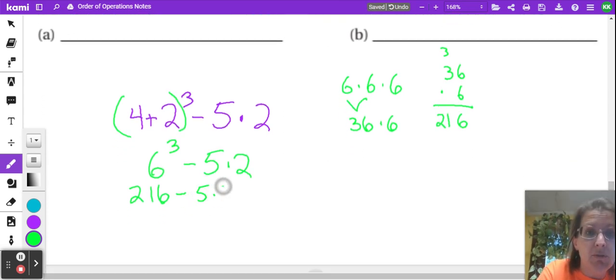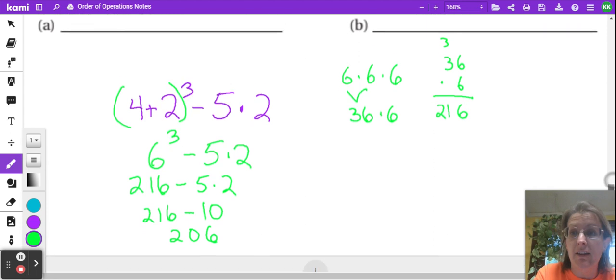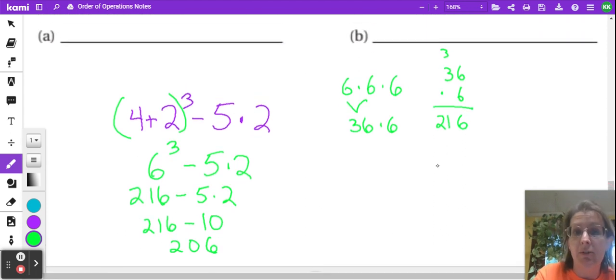minus 5 times 2. And then order of operations says I multiply next. So I have 216 minus 10. So 216 minus 10 is 206. So I know my method did not work when I put the parentheses around the 4 and the 2. Do not erase your work as you are testing these out, because that helps me to see your thought process. So try not to erase your work so that I can see where your trial and error is.